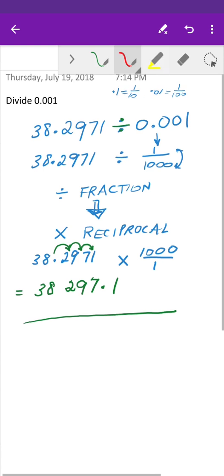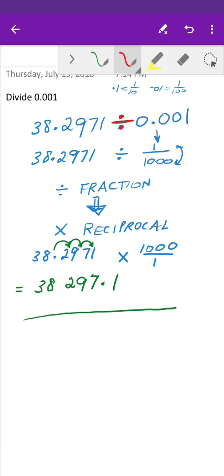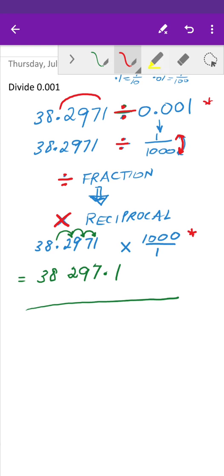0.001. So when you do have to divide by 0.001, be careful. It looks like 0.001 is to divide by 1,000. We're not multiplying, we are dividing. And when you divide by a fraction, that is the same as multiplying by its reciprocal. The reciprocal is the flip over version. So divide by 0.001 is the same as multiply by 1,000. And so your result will be 38, the decimal will move 3 jumps to the right. So it's 38,297.1.